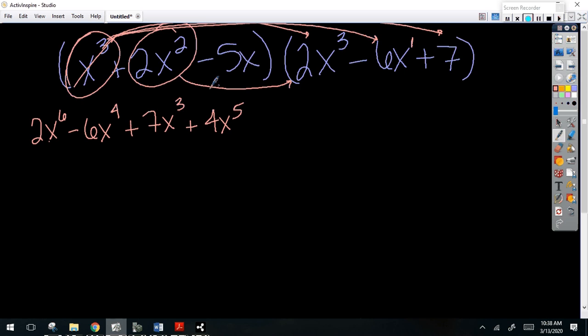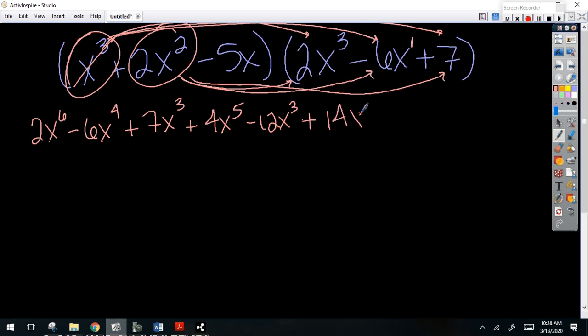Okay, the next one's going to be negative 12x to the 3rd. Then the next one is going to be plus 14x to the 2nd. And so now I'm done with that middle term, right? This is not really anything hard conceptually. It is just tedious. All right, now negative 5x.